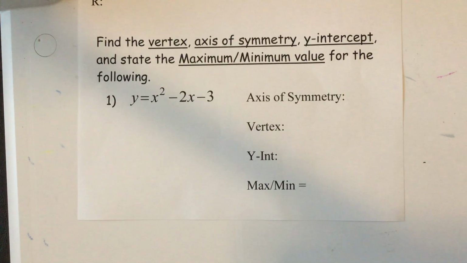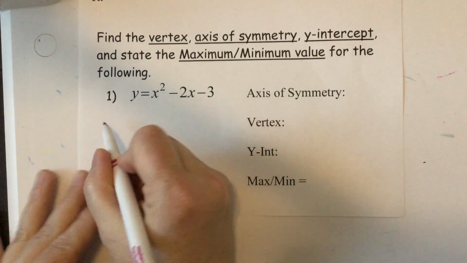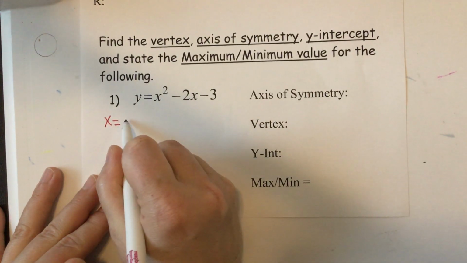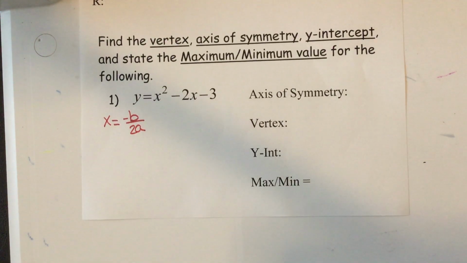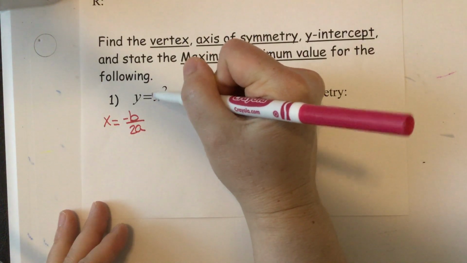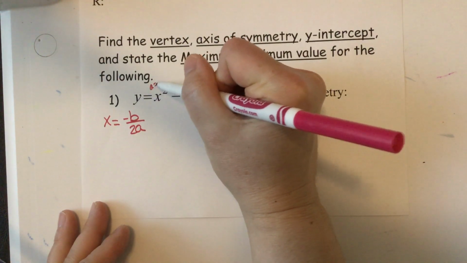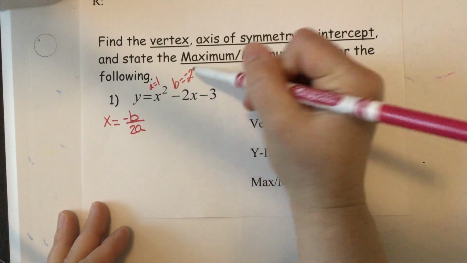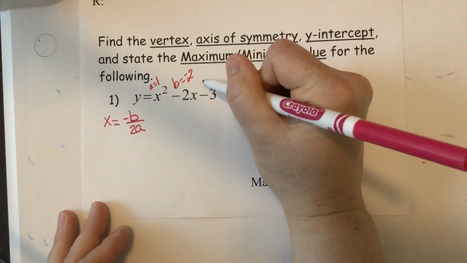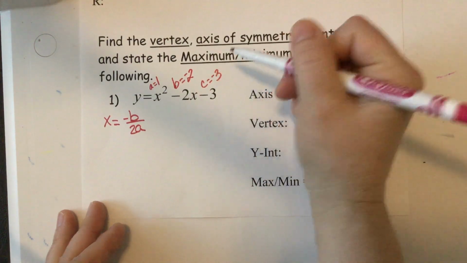So our axis of symmetry equation. Does anybody remember it? X equals the opposite of B over 2 times A. All right, so remember A is the number in front of the X squared, so my A is a 1. B is the number in front of the X, so B is a -2. And C is the constant, so C is a -3.